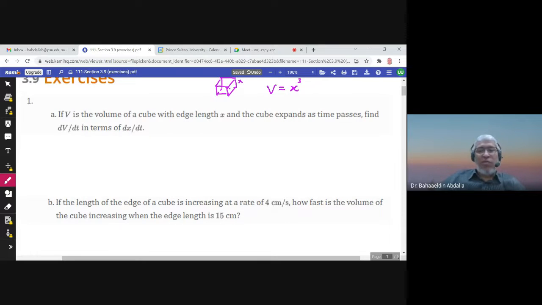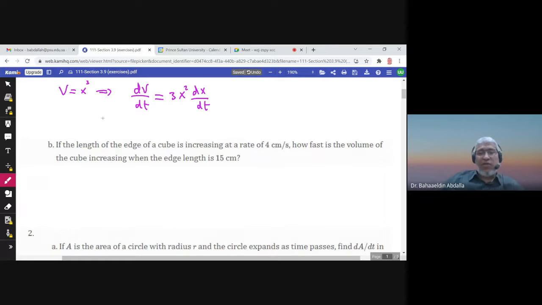If V is the volume of a cube with edge length x, and the cube expands as time passes, find dV by dt in terms of dx by dt. So V equals x cubed. So let us differentiate this equation with respect to t. So dV by dt would be equal to 3x squared times dx by dt. X is a function of t, so we use chain rule to find the derivative.